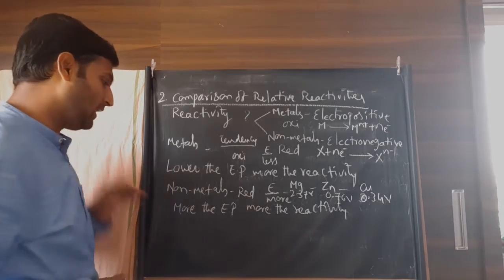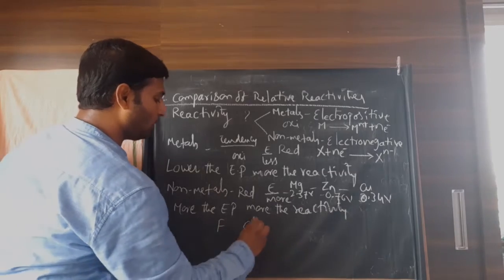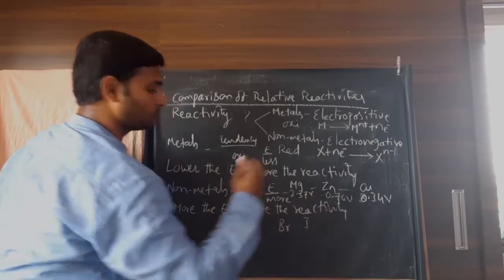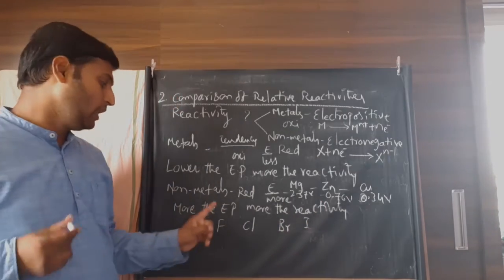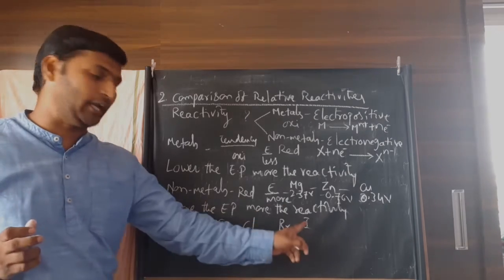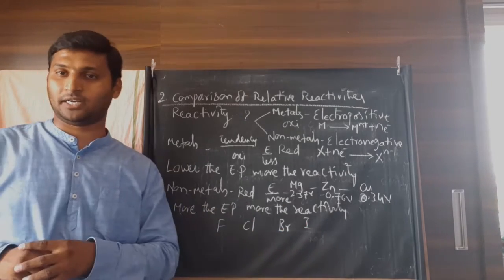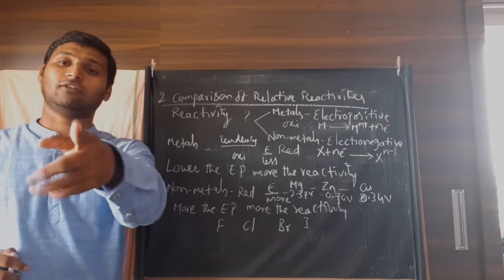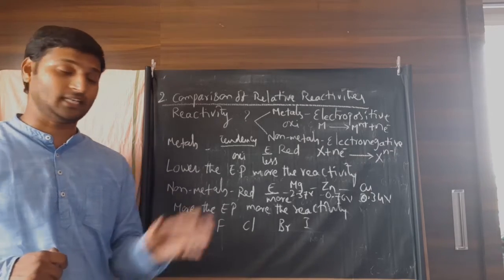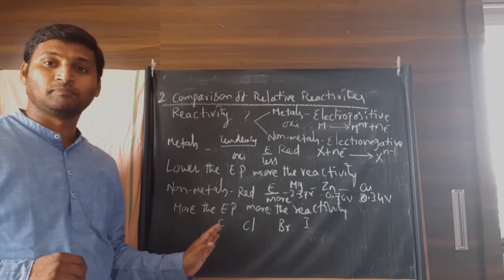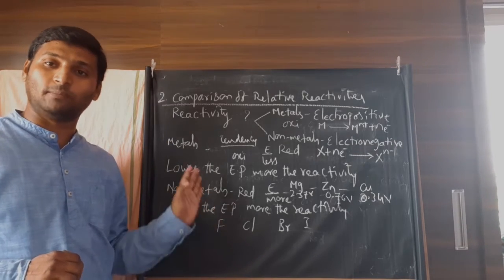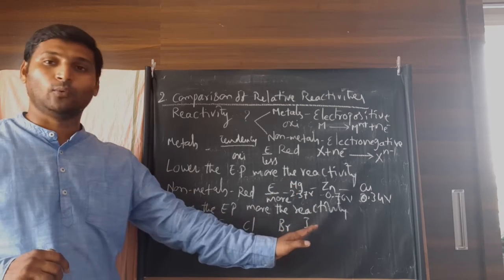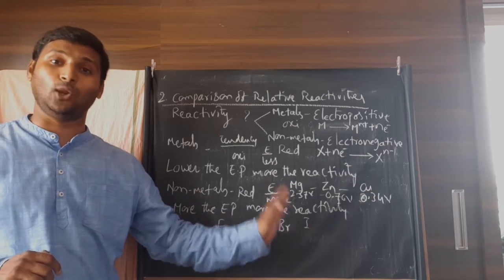Okay. Similarly, let us take fluorine, chlorine, bromine, iodine. You know very well, fluorine is most reactive and iodine is least reactive. You must have studied already. Now, that is supported by the electrode potential values present in your electrochemical series. You can compare fluorine with 2.87 volts would be highest and iodine with 0.54 volts would be lowest.